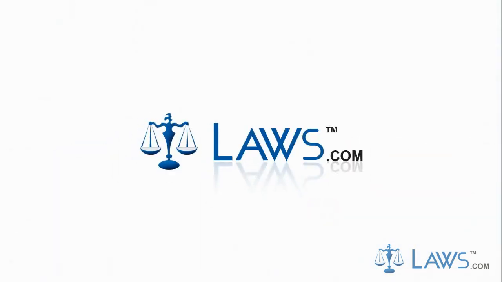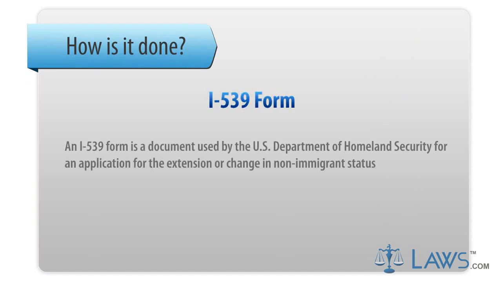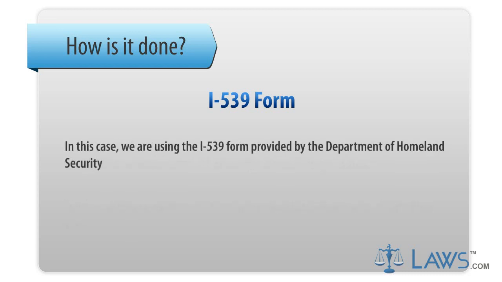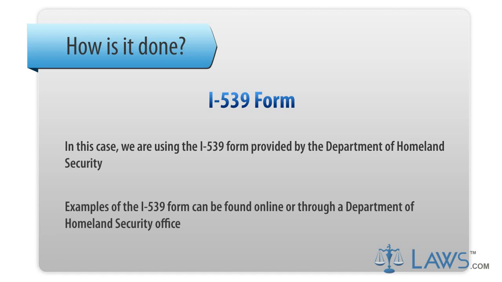Laws.com Legal Forms Guide. An I-539 form is a document used by the U.S. Department of Homeland Security for an application for the extension or change in non-immigrant status. The form is used to extend non-immigrant visas, such as student, work, or visitor visas. In this case, we are using the I-539 form provided by the Department of Homeland Security. Examples of the I-539 form can be found online or through a Department of Homeland Security office.